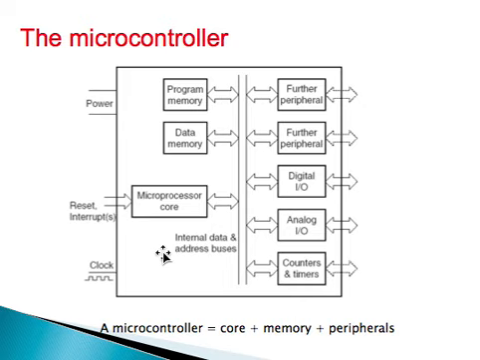For example, if you look at this one, it's got program memory, data memory, some digital input output, and some analog input output. These are counters and timers, which are used for any timing. So basically it will have core, plus memory, plus peripherals, and this constitutes the whole microcontroller.